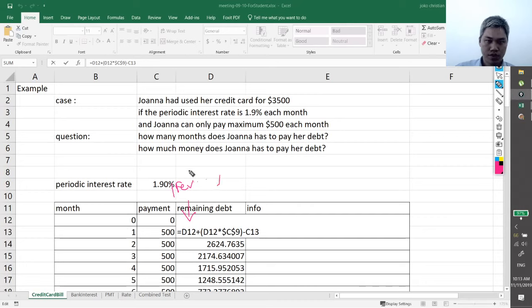This is the previous debt. Sorry, still having trouble with the sensor. This is the interest. I get it by putting the multiplication of the periodic interest rate with the previous month's debt, and then we subtract it with C13, which is the payment. This is the payment.